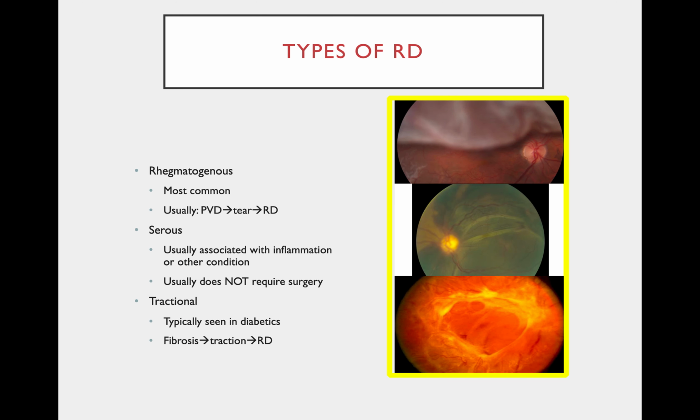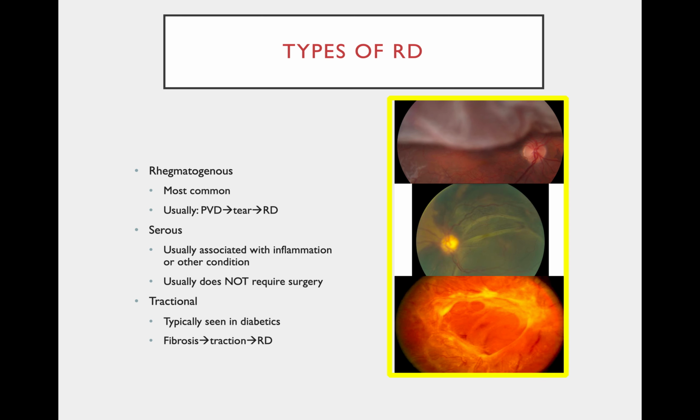So RD can come in various forms. Rhegmatogenous is what we usually see in the office. This is a PVD leading to tear, leading to detachment. You can see serous detachments where there's no tear, there's just inflammation or some other condition which is inducing fluid to build up underneath the retina, and usually this doesn't require surgery. And finally, tractional detachments. This is usually seen in diabetics where fibrosis develops that leads to traction, and then it leads to detachment.